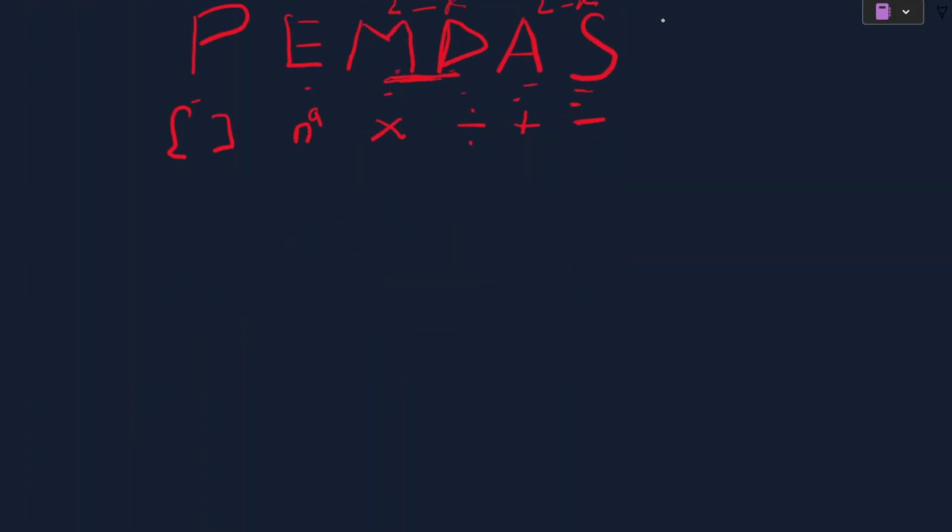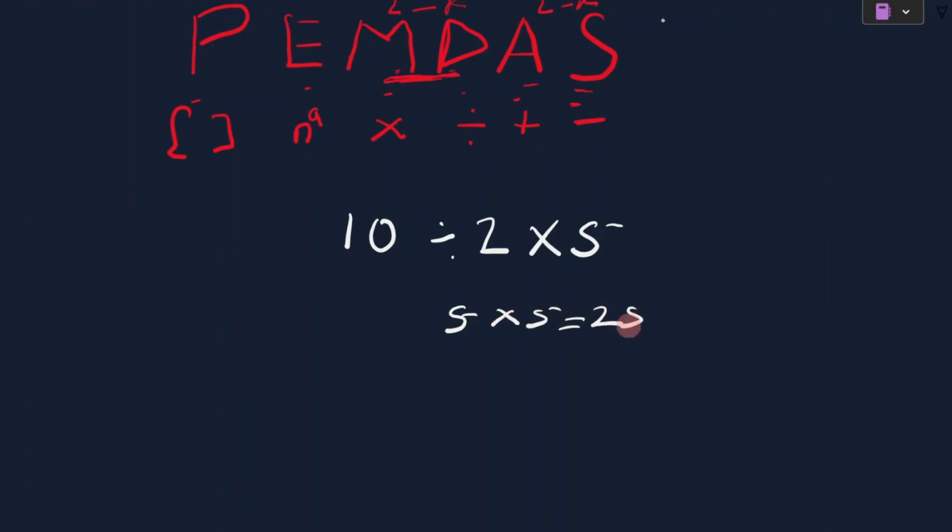So let's go back to our little PEMDAS math question, which says 10 divided by 2 multiplied by 5. Division comes before multiplication from left to right if we apply the PEMDAS rule. Therefore, 10 divided by 2 will give us 5, and 5 multiplied by 5 will give us 25. So this is the correct answer to this little PEMDAS question. Now, let's go back to our major question.